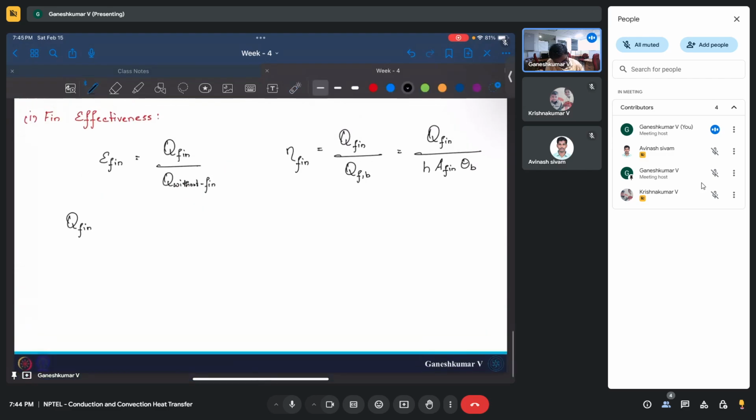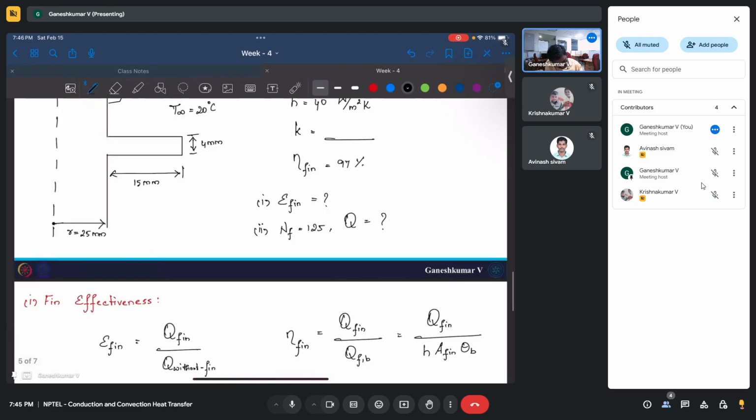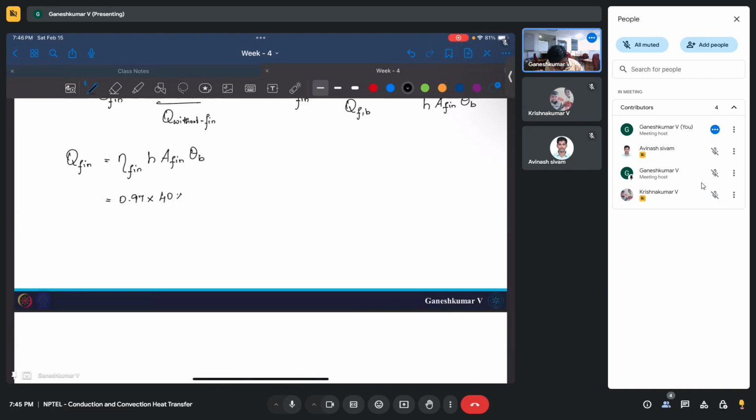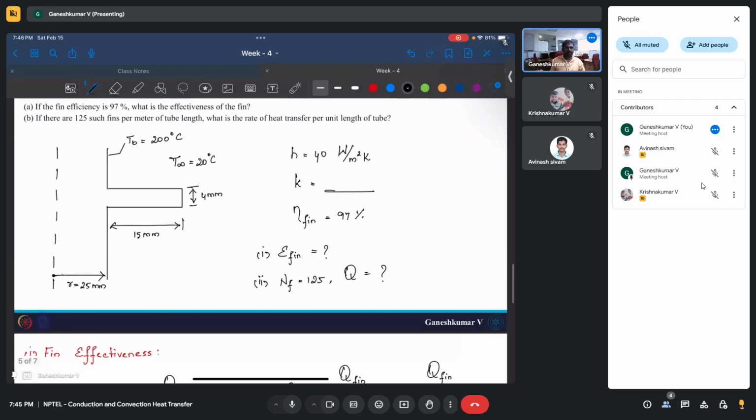Okay, that's the logic. So Q fin is nothing but efficiency of the fin times h times area of the fin times theta b. So this is 0.97, h is 40, theta b is 200 minus 20. Now the only question is what is the area of the fin? That is what we are interested in. If we understand the area of the fin, we can easily find out the remaining answers. So what would be the area of the fin?